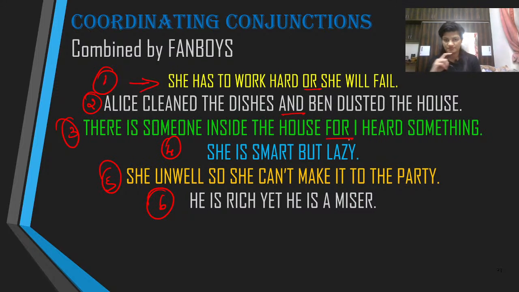She is smart but lazy. She is unwell, so she can't make it to the party. What's the conjunction there? So. And the sixth one is she is rich, yet he is miser. So these are our FANBOYS: for, and, nor, but, or, yet, and so. Along with nor and or, we also include either here. Either also combines two independent clauses.